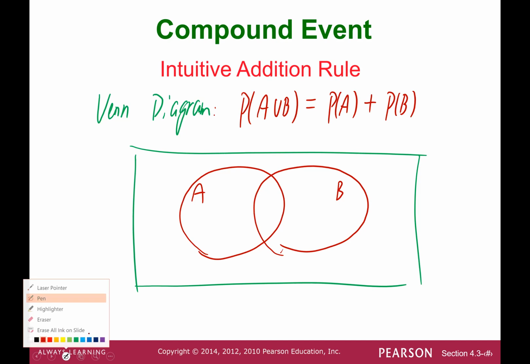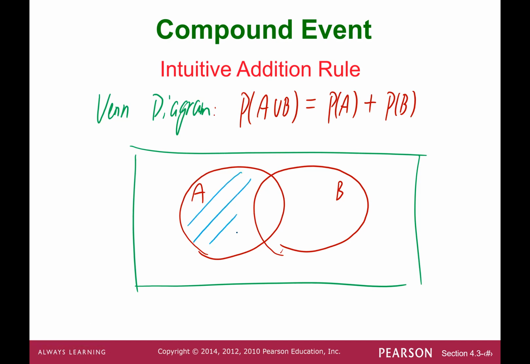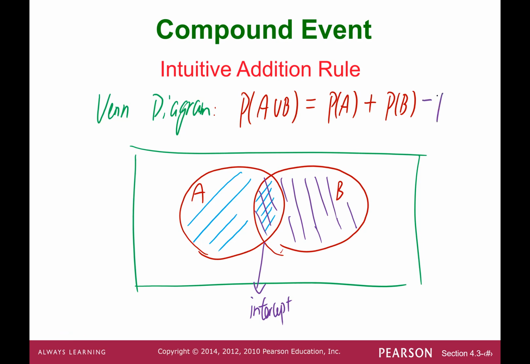I'm using different colors to represent each region. Here, this region is in A but not in B, everything in A but not in B. And we're also going to add in this, maybe using the same color. Right here, this is everything in A, in the blue color. Everything in B, I'm going to use a different color, purple. And also this part. By just adding those two, we are double counting the common section, the intersection. The intersection was counted twice, so obviously this won't be the correct result. That's why we need to subtract it once.